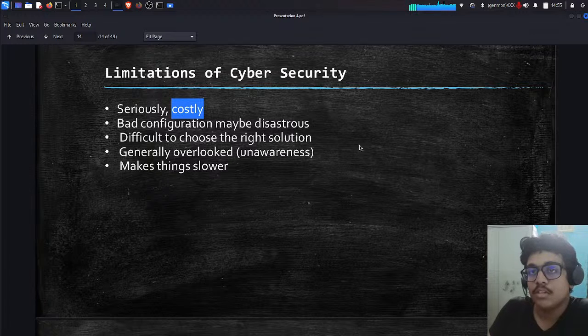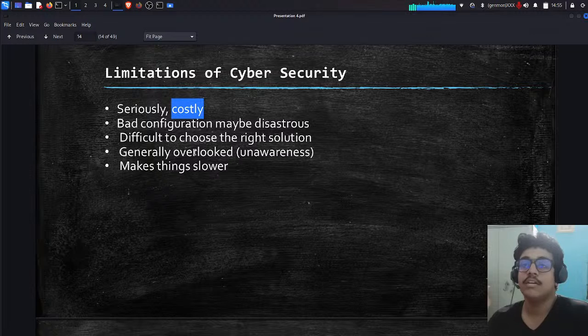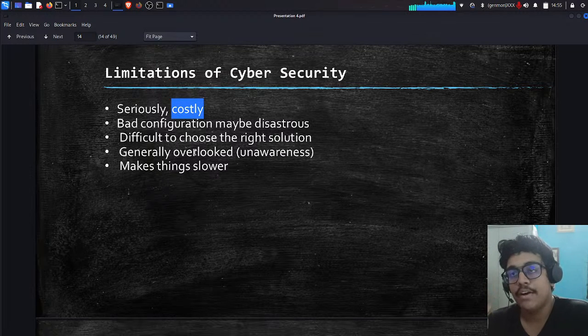So let's move to another limitation. Bad configuration may be disastrous. If an organization has hired an ethical hacker, they are also human, they can make mistakes.